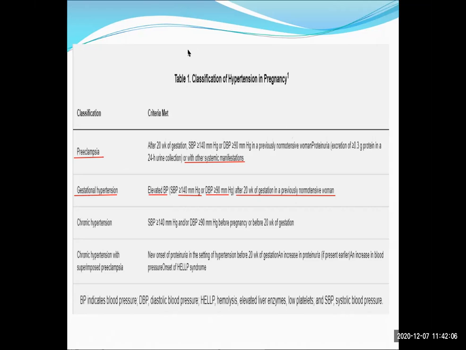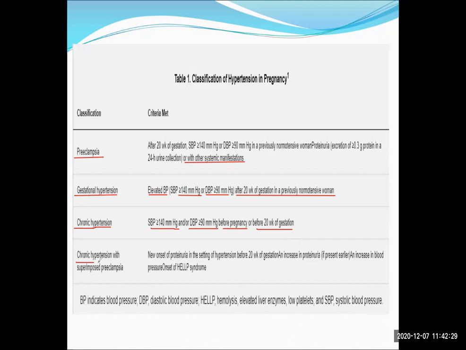Whereas chronic hypertension means the lady is hypertensive from before. Now see this. Systolic blood pressure more than 140 and diastolic more than or equal to 90 before pregnancy or before 20 weeks of gestation. This is called chronic hypertension. This is also quite clear.